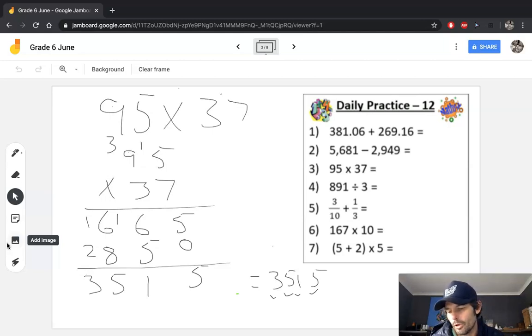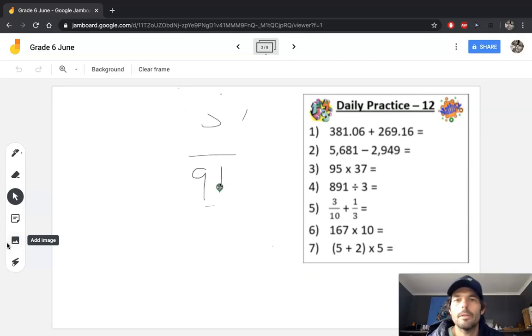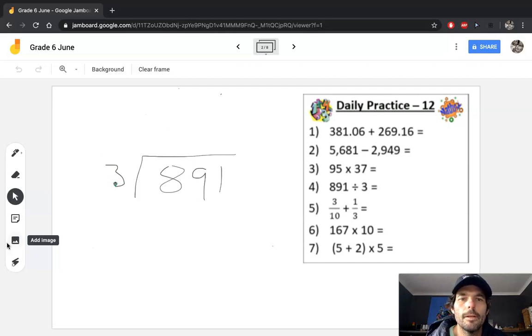Question number 4 is short division. We can do short division using this method, which has multiple names, but ultimately it's the short division method. Let's just recap quickly. How do we know if 891 is going to be divisible by 3 and give me a whole number as an answer? So is 891 divisible by 3?